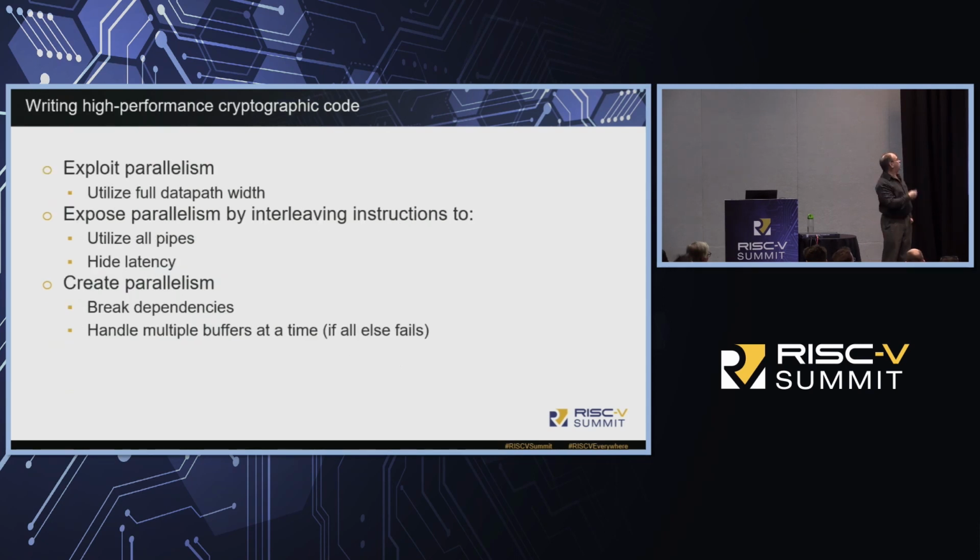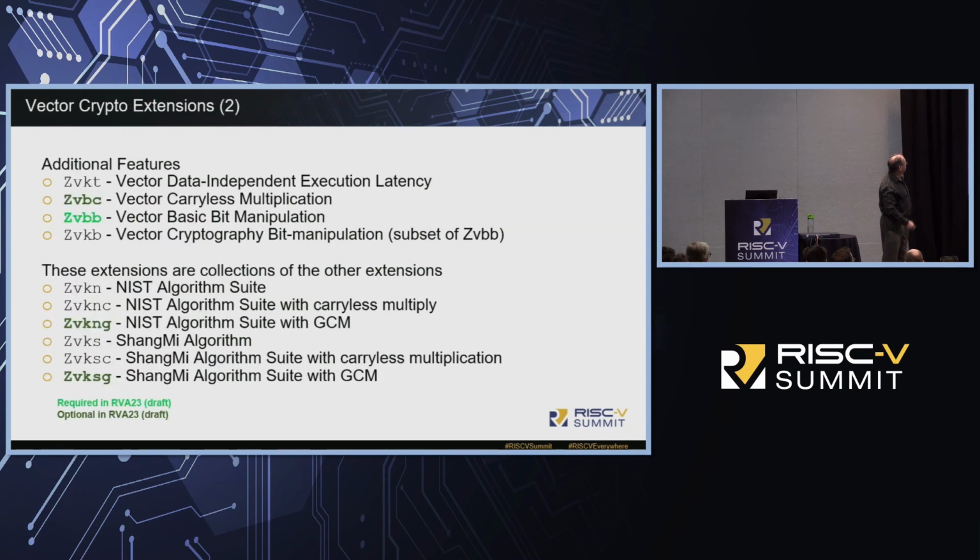You can always mix and match. So we were saying, since the carryless multiply is usually used for implementing GCM, but if you already have the GHASH instruction, then you don't need the carryless multiply. But I think it'll be very common that people will do ZVKNG and ZVBC.